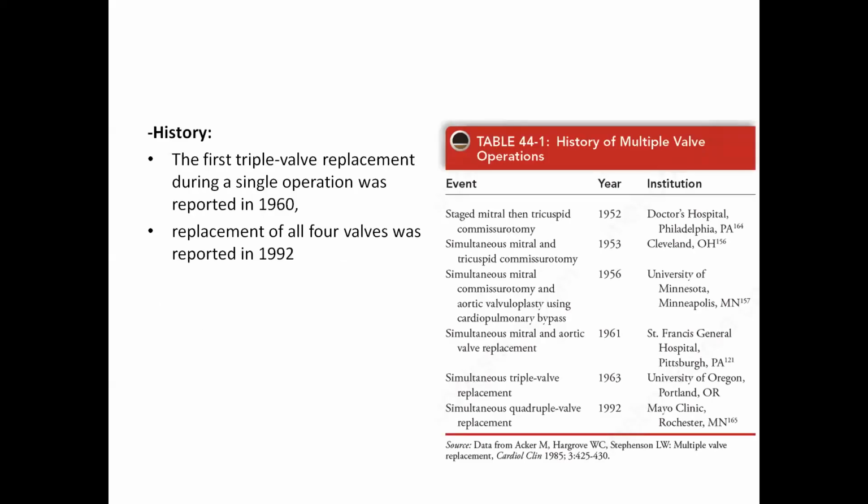Then, the history of multiple valve disease: the first triple valve replacement was done in 1960, and the quadruple valve replacement was done in 1992. You can see when each institute and each event started, beginning in 1952 with staged mitral, then tricuspid commissurotomy. In 1992 at the Mayo Clinic, quadruple valve replacement was done simultaneously.